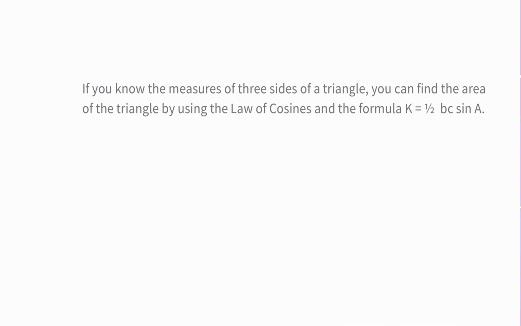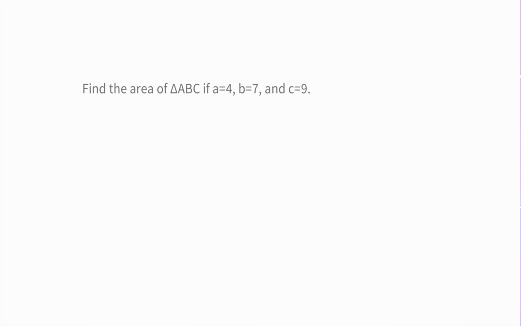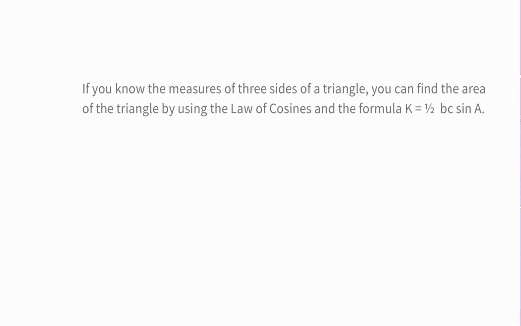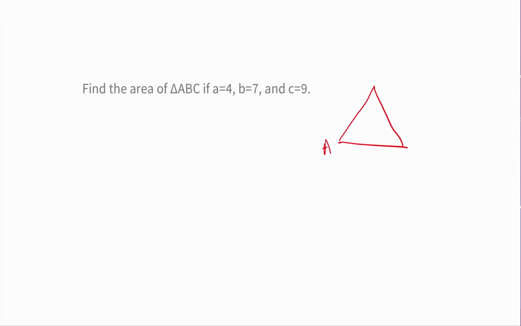If you know the measures of three sides of a triangle, you can find the area of the triangle by using the law of cosines and the formula 1/2 BC sine A. If you know three sides, you can use the law of cosines to find one of the angles, and then you can do 1/2 BC sine A. So here we've got a triangle, A, B, C, where A is 4, B is 7, and C is 9.